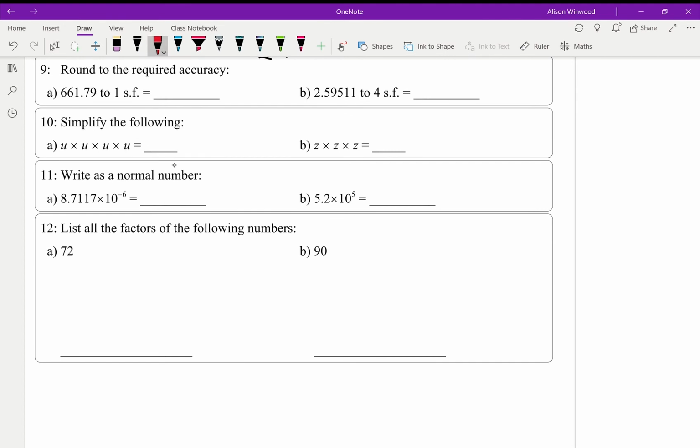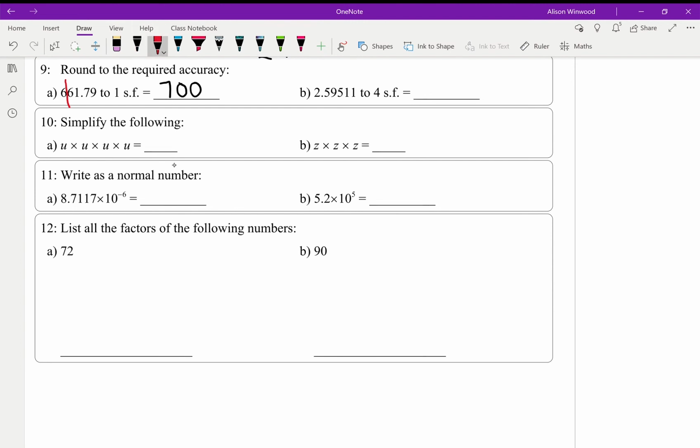One significant figure is one number from the start. So the 6 is followed by 6, so it's going to round up to 7, but my original number was 660, so my rounded number must be 700, not just 7.